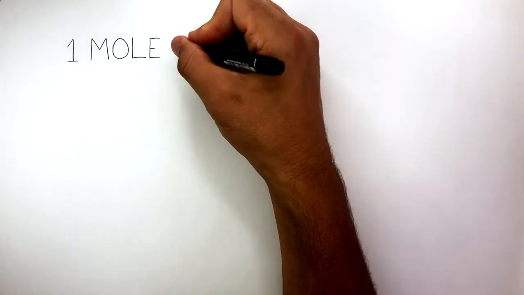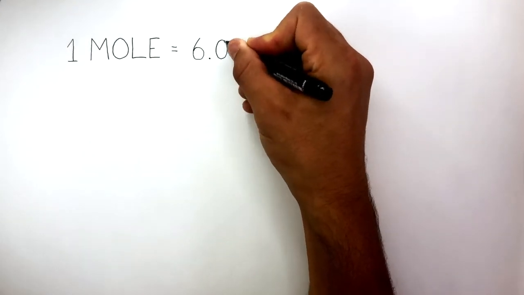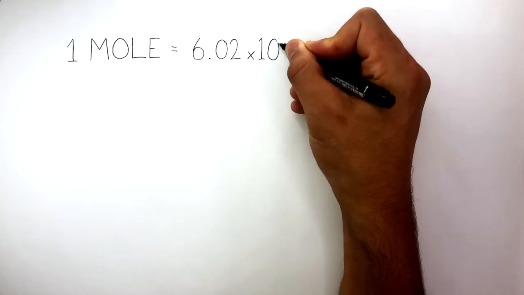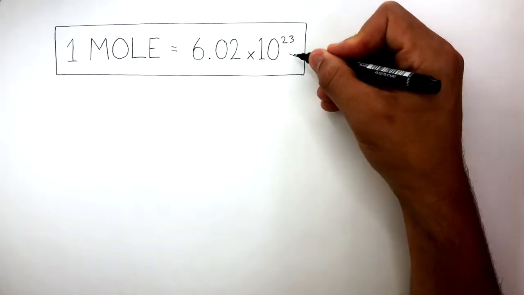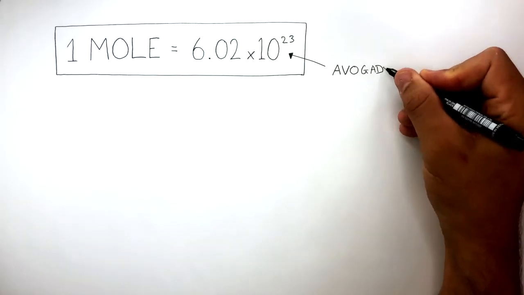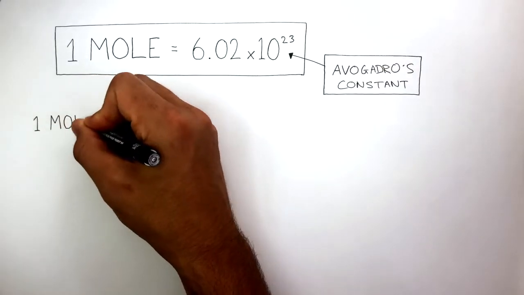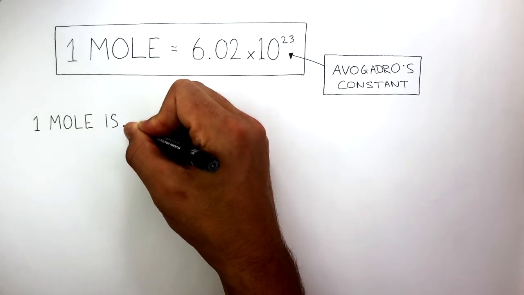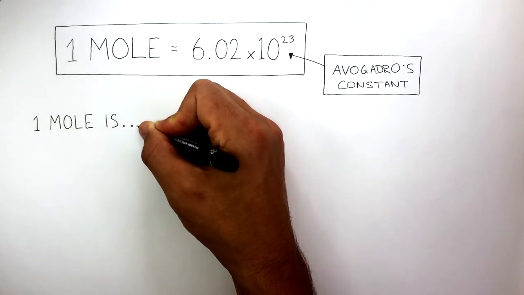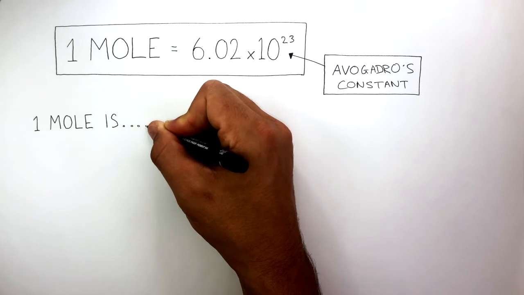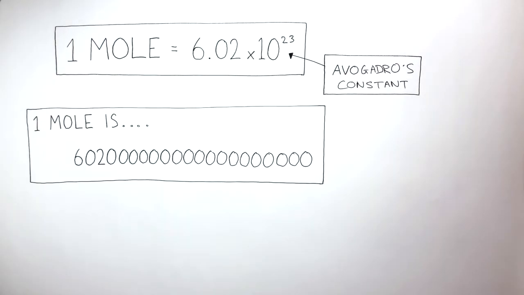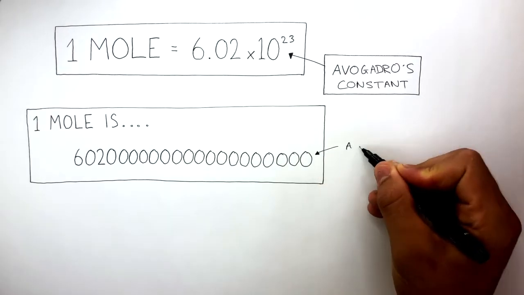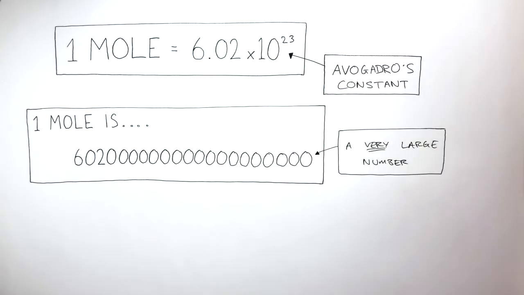One mole is a number and it equals 6.02 times 10 to the power of 23. This huge number is called Avogadro's constant. One mole is a very, very large number, and when it's not written in its standard form, like above, the whole number looks like this. This is a very large number, so it's better to use the standard form and just say 6.02 times 10 to the power of 23.